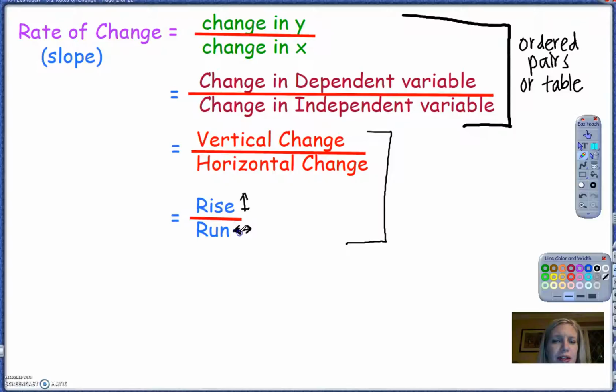It doesn't like me writing like that. There we go. Okay, and these will be used for your graph.